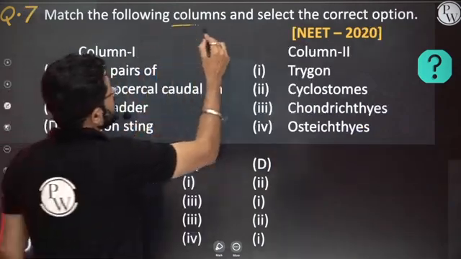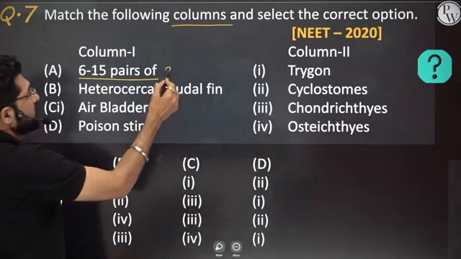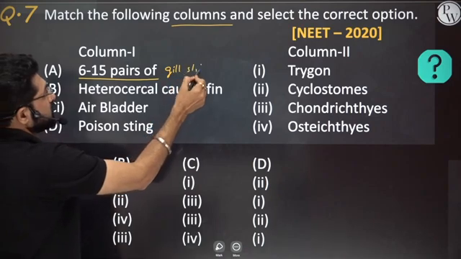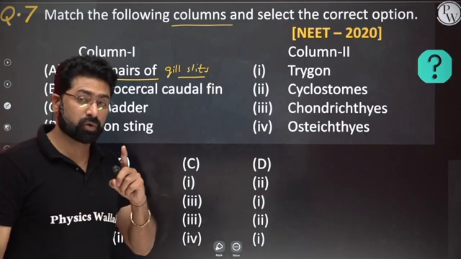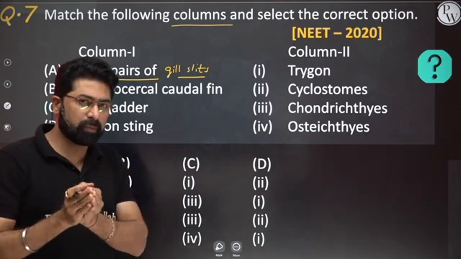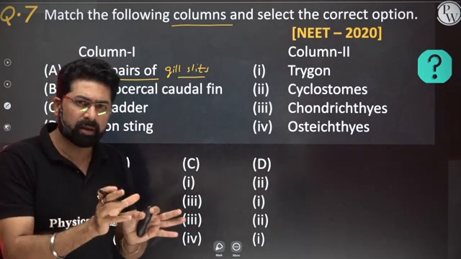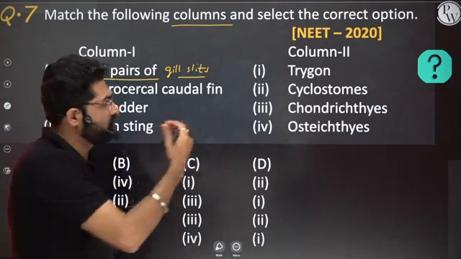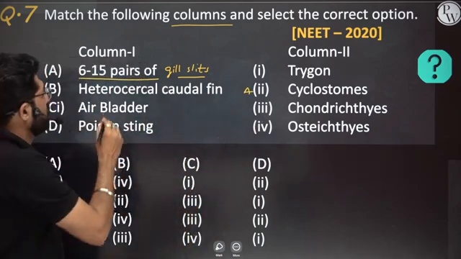Match the following columns and select the correct option. Match this. 6 to 15 pairs of gill slits. So 6 to 15 pairs of gill slits are present in cyclostomes. I told you 6 to 15 pairs. Wherever you see, the keywords are coming from NCERT. 6 to 15 pairs, you go for cyclostome. Simple. Only the keywords are there.